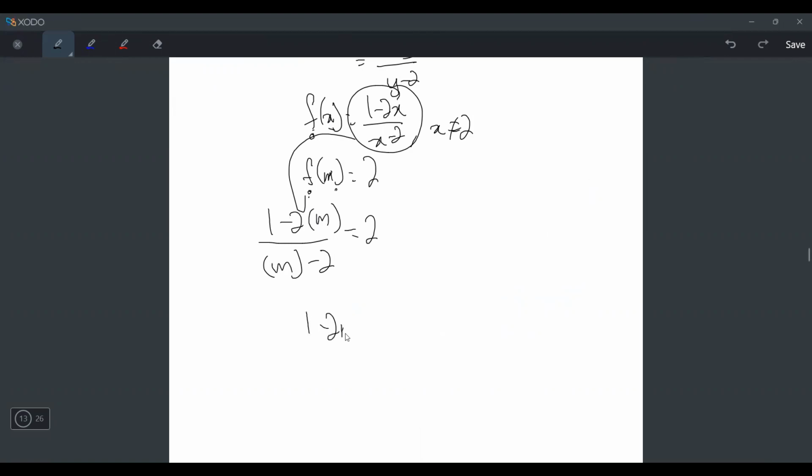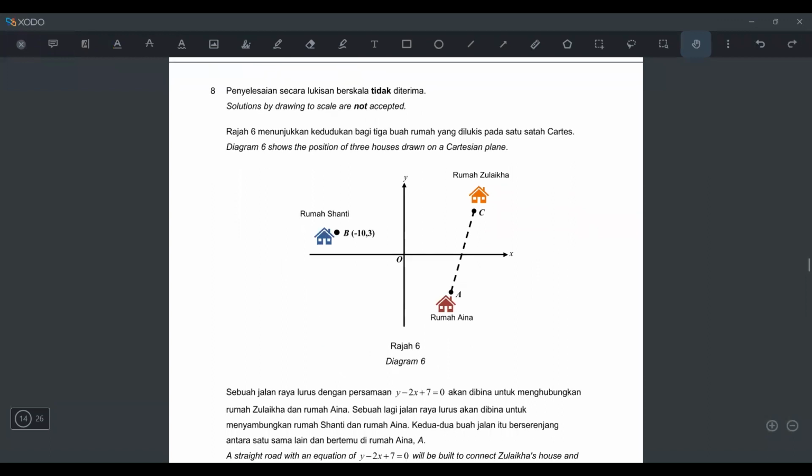So it will be 1 minus 2m equals to 2 times m is 2m. 2 times negative 2 is negative 4. 2m plus 2m is 4m. Minus 4 becomes plus 4, 5. So m is 5 over 4, right? That's the answer for question number 7, right?